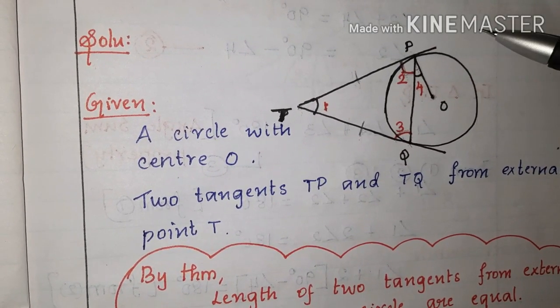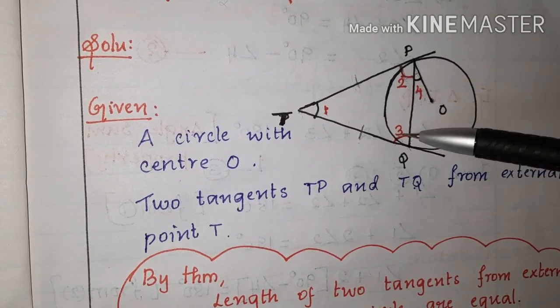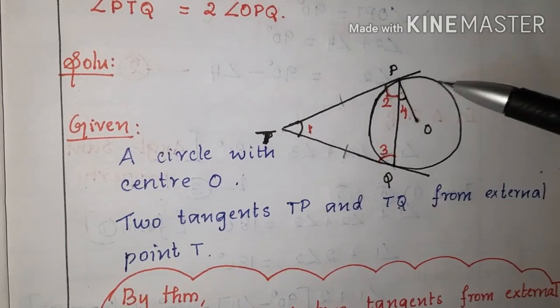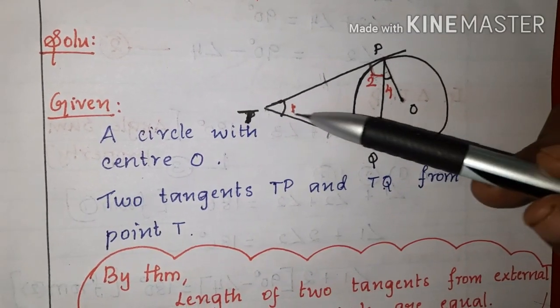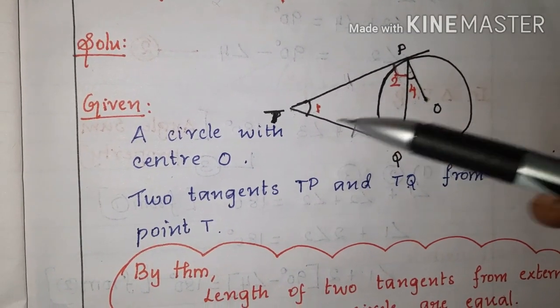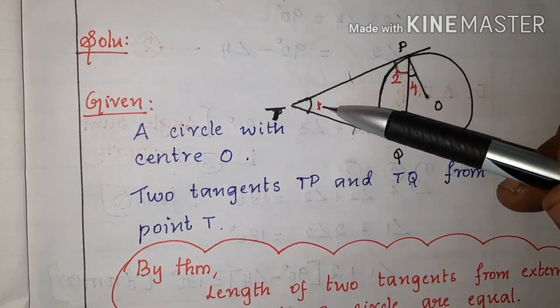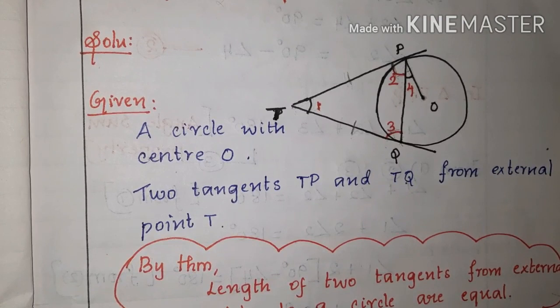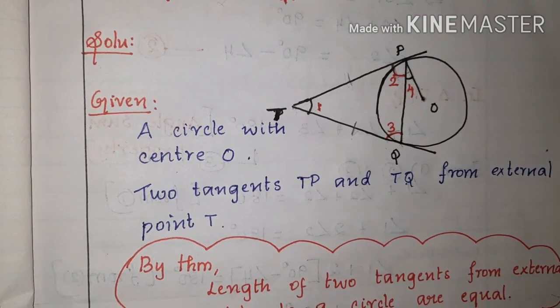So these two concepts, which two concepts? These two angles are equal, and angle 2 plus angle 4 is equal to 90 degrees. This you are going to apply in the angle sum property of this triangle, so that you will get angle 1 is equal to 2 times angle 4. Able to understand? So this is what we are going to do in the proof part.